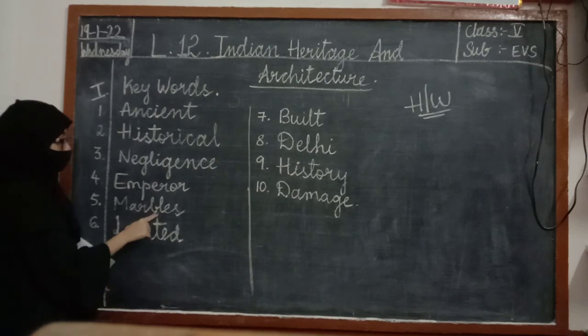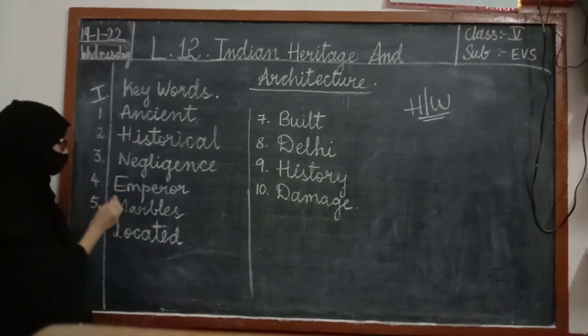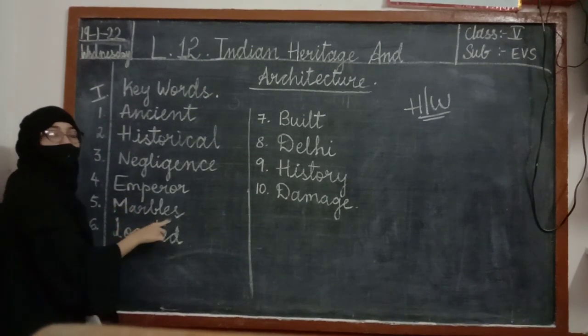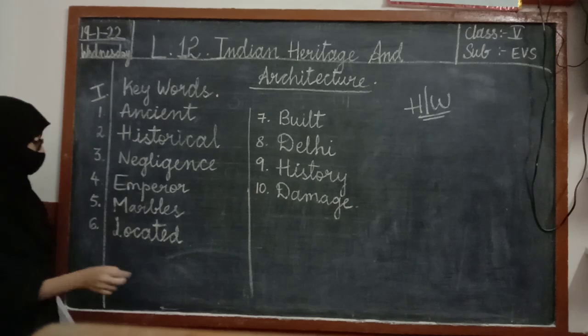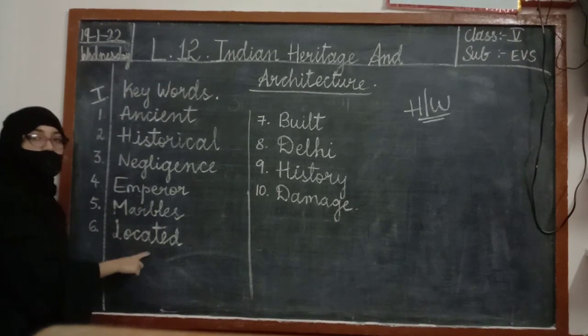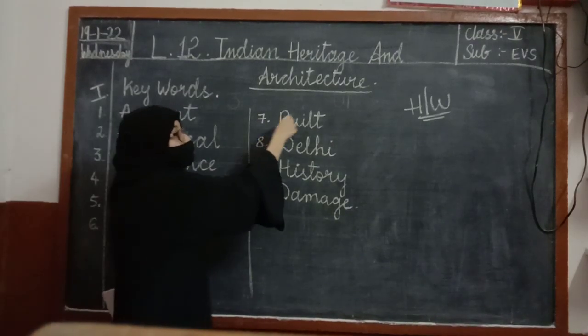Number five, Marbles. This is B. In cursive, you are going to write B in this way. So don't make spelling mistakes, write neatly. M-A-R-B-L-E-S, marbles. Number six, located. L-O-C-A-T-E-D, located.